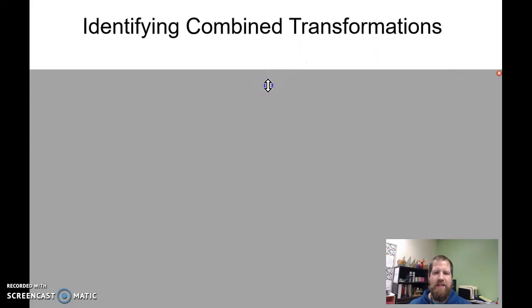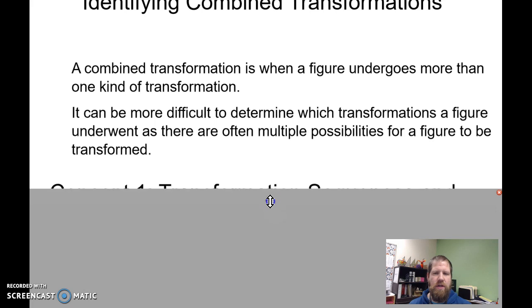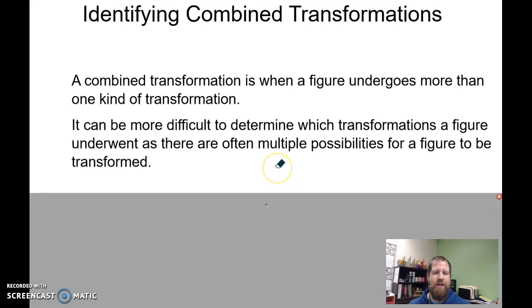Identifying combined transformations. A combined transformation is when you have more than one transformation acting on a figure. It's sometimes hard to look at these and figure out what transformations have happened, because when you just have one transformation, say a translation that moves the figure over, we know what it does. We know how it acts.